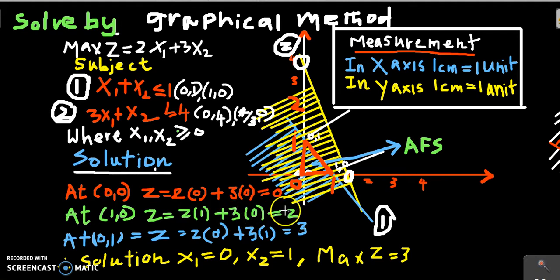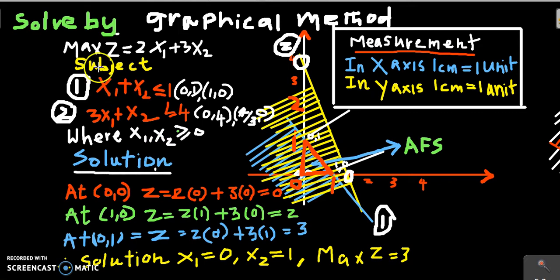Then the third point, 0, 1. At this particular point the objective function gives z equals 2 into 0 plus 3 into 1, which equals 3. So 2 into 0 plus 3 into 1 gives us the answer as 3.